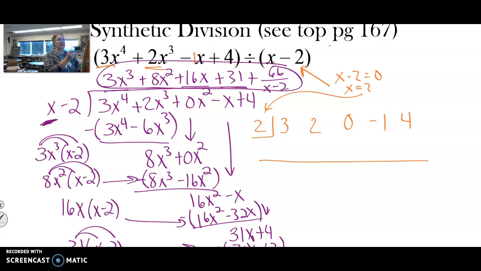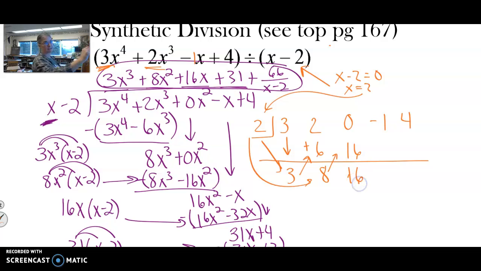Watch this. The first coefficient, the 3, you drop it down and you write it right below the 3. Then you multiply 2 times 3. What is 2 times 3? 6. It is 6. And then you add. So 2 plus 6 is 8. Write it down right below. So you're going to put this in a column and you're going to line up your columns. You're going to do this repeatedly. You're going to go 2 times 8 and write that here, which is 16. And you add. So 16 plus 0 is 16.